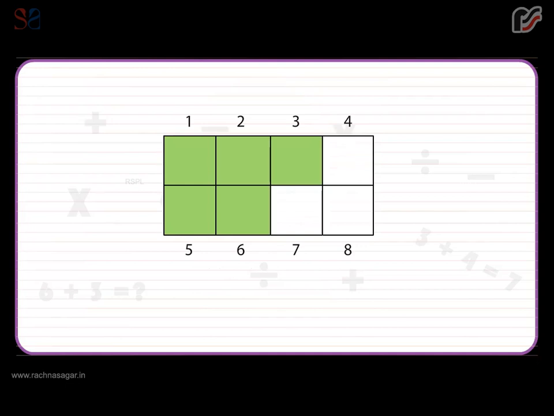Now, look at the given rectangle. Here, total parts is equal to 8. Shaded parts is equal to 5. So, 5/8 part is shaded.